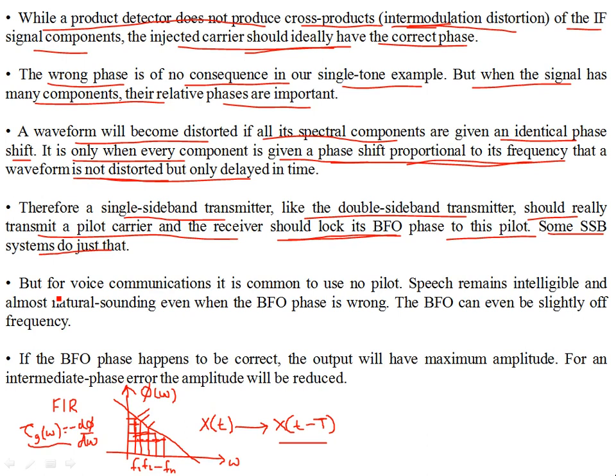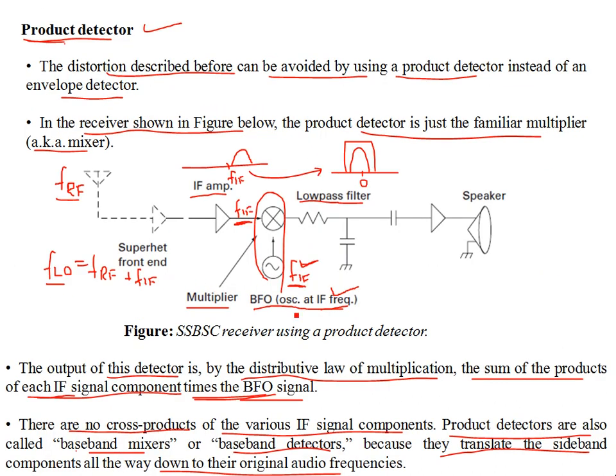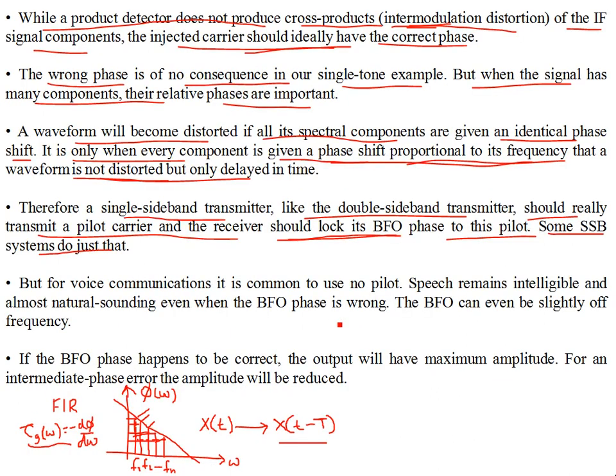They send the small carrier just for the receiver end to lock the BFO, the beat frequency oscillator, to the correct phase. So if it is locked to the correct phase, you don't have any phase distortion. Okay, and this phasing is done in proportion to the frequency of each spectral component. But for voice communications, it is common to use no pilot.